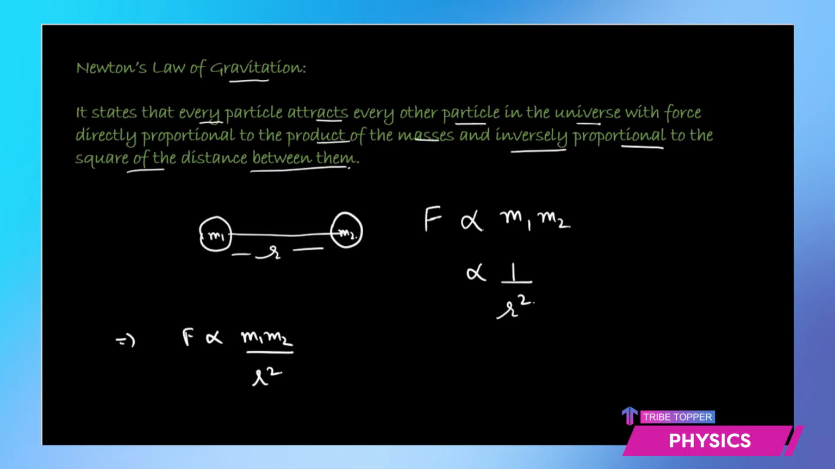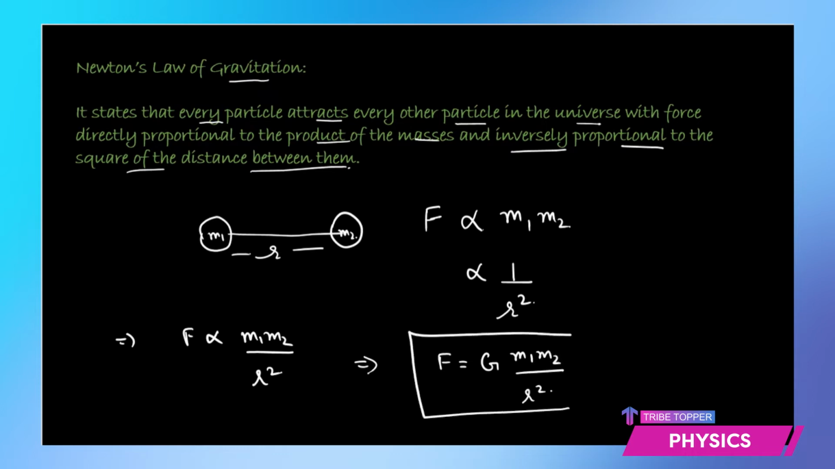If we remove the proportionality sign, and as we always add a constant, we get F is equal to G m1 m2 by r square. This is the expression for the force of gravitation between two bodies of masses m1 and m2 separated by a distance r, where G is called the universal gravitational constant.